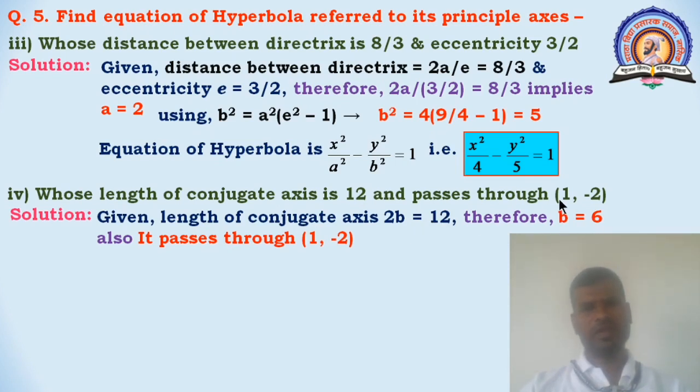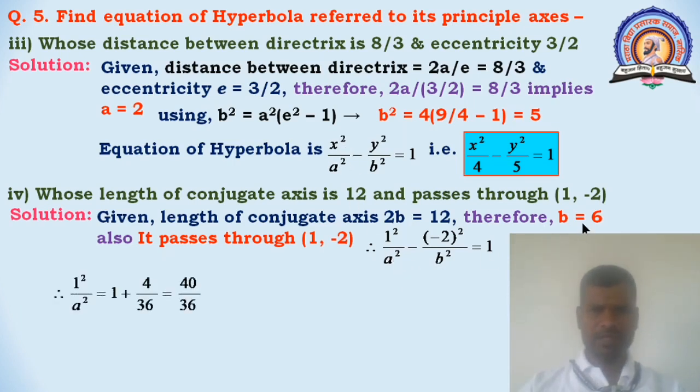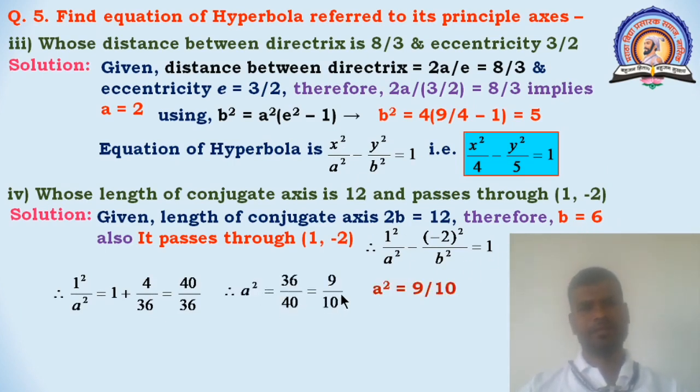Now to find the value of a, the hyperbola passing through the point (1, -2) means it satisfies the equation of hyperbola. So put the value of 1 as x and -2 as y in the standard equation of hyperbola, and b is equal to 6. You will get a square is equal to 9 by 10.